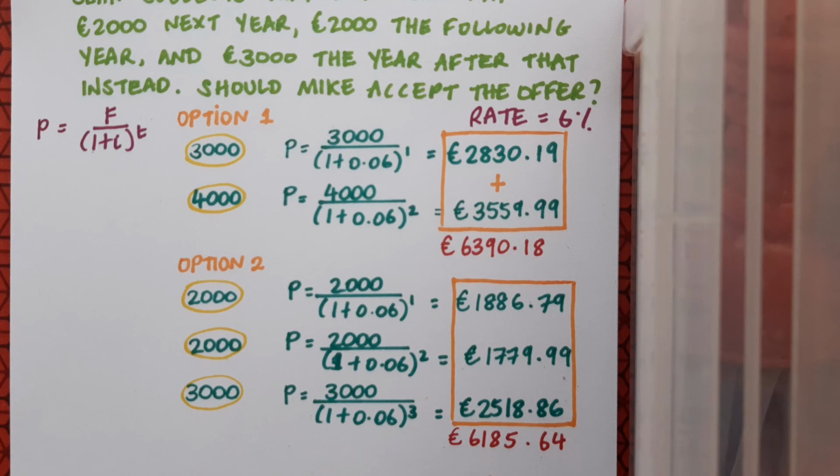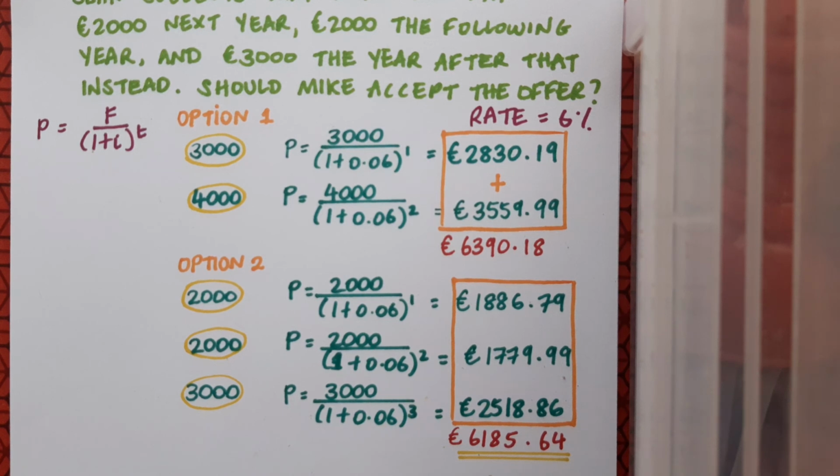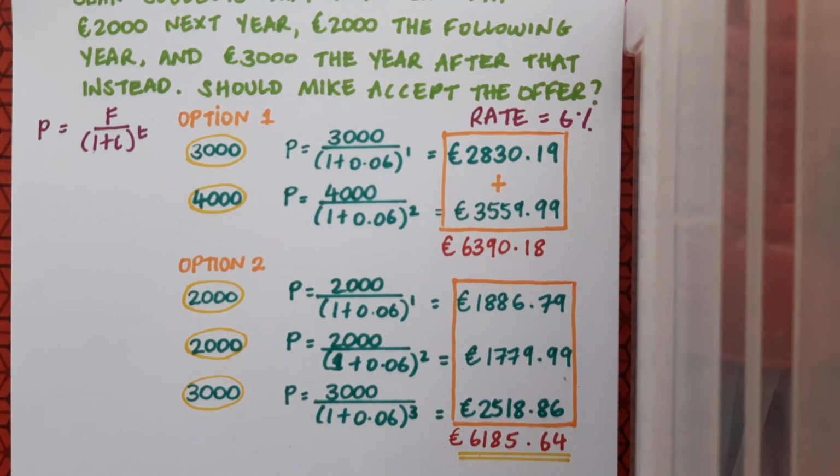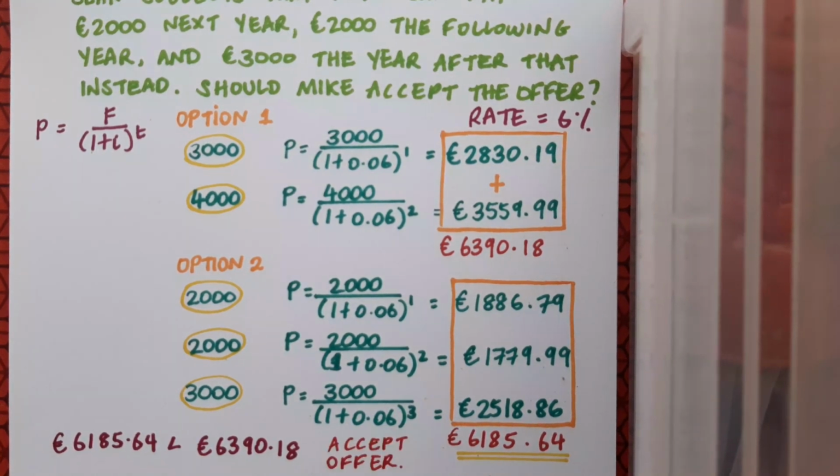Overall, the present value for option 2 is 6,185.64. So on a purely financial basis, this second option is more favourable to Mike because he has less to repay when all the information is taken into account. The present value for option 2 is less than the present value for option 1, so Mike should accept the offer.